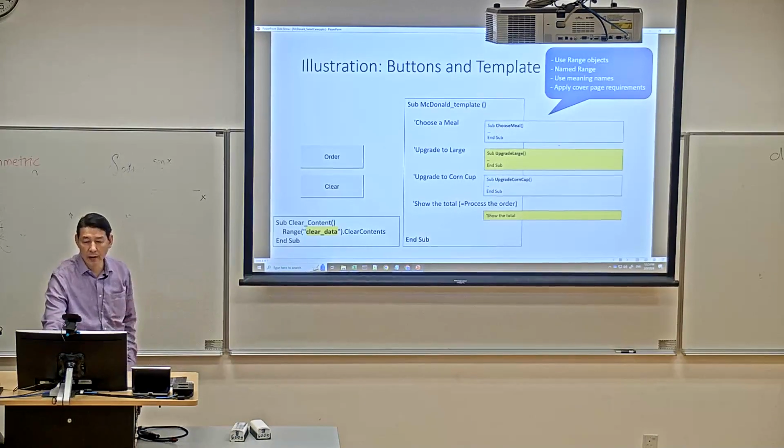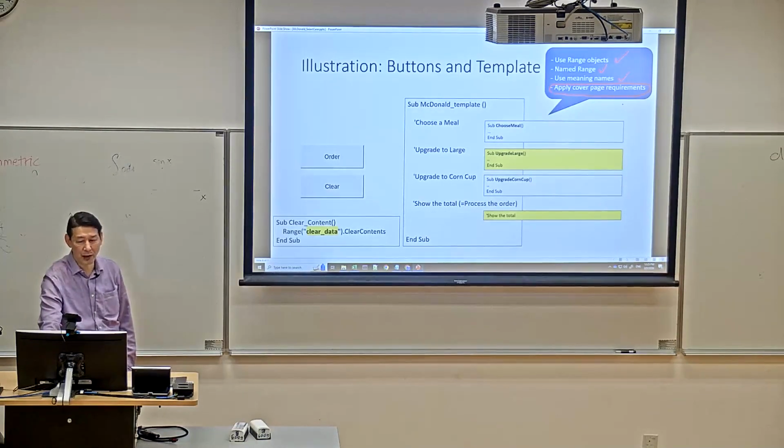And when you're doing this, please pay attention, you should use range objects, of course. And you need to name the range whenever possible. Whenever you give names, make sure they are meaningful. And I think you don't need to do this one. I will show you later. I think we don't have time to do it.